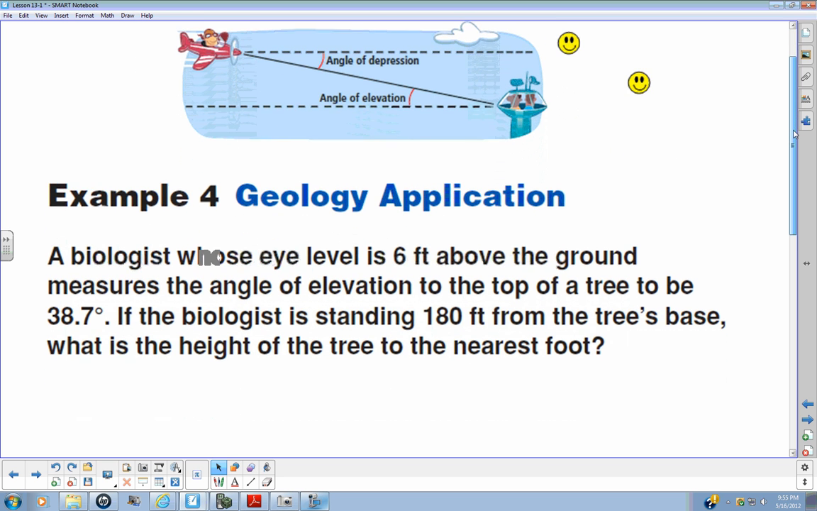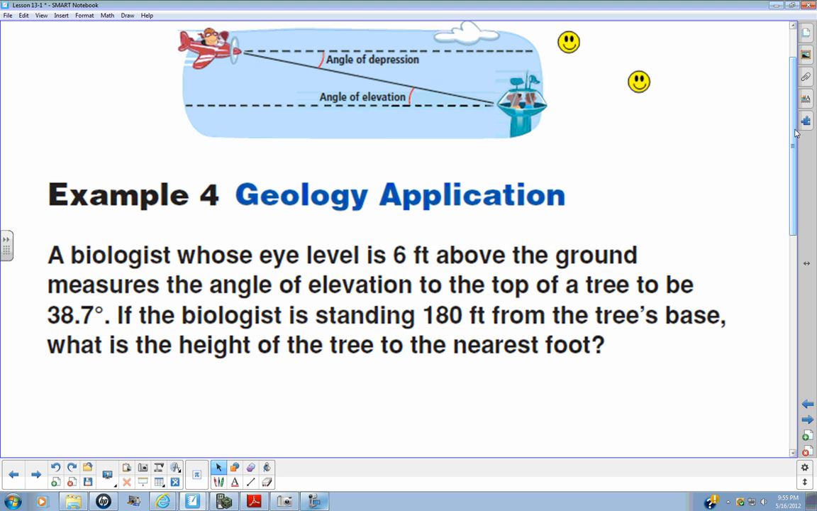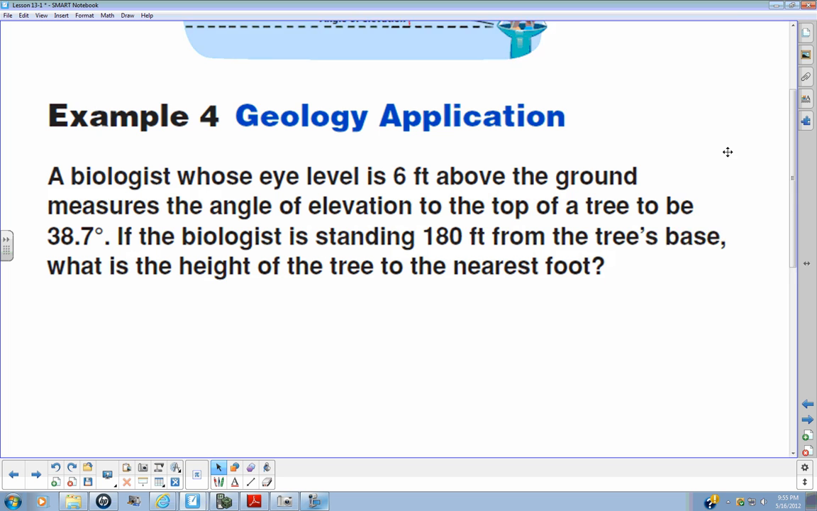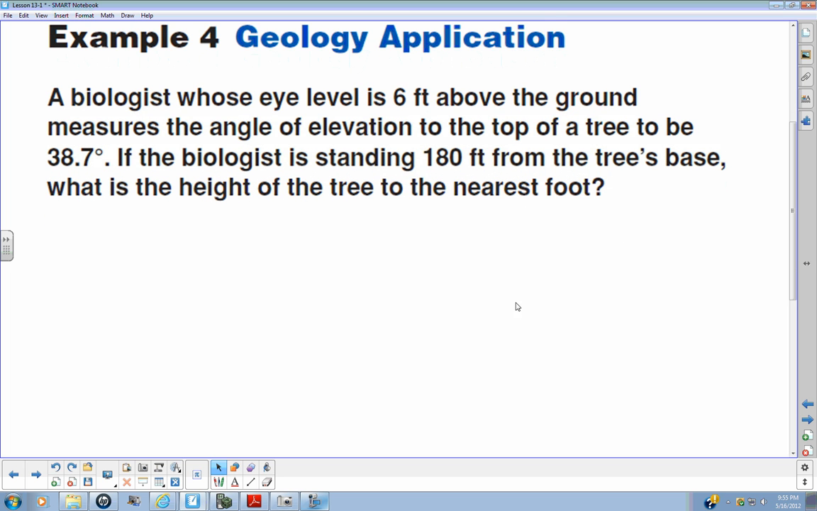That helps you to solve the problem. So here we have a biologist whose eye level is 6 feet above the ground, measures the angle of elevation to the top of a tree to be 38.7 degrees. If the biologist is standing 180 feet from the tree's base, what's the height of the tree to the nearest foot? And so what we're going to do here is, the first thing is we're going to draw a triangle. So we want to draw a picture of our situation.